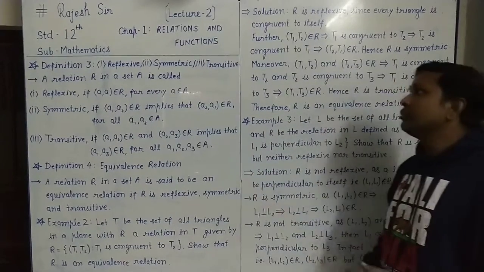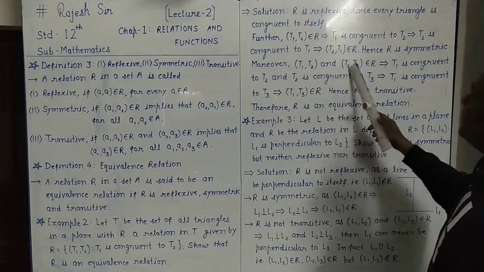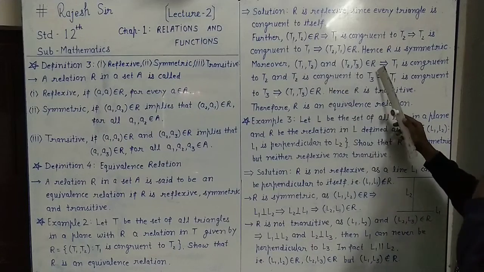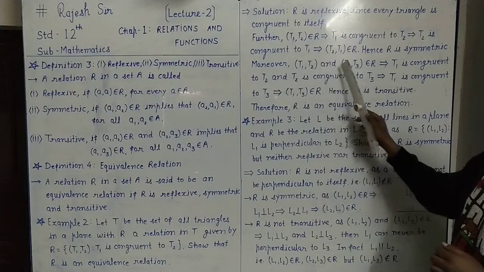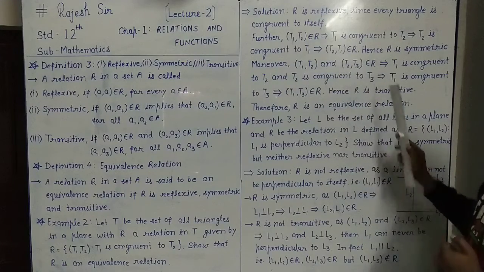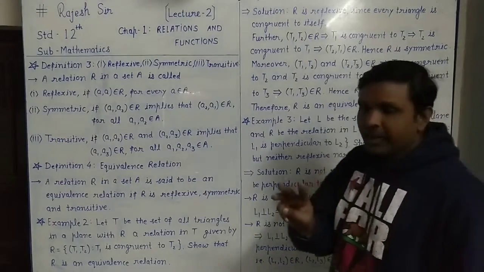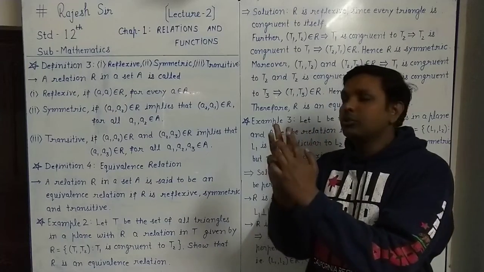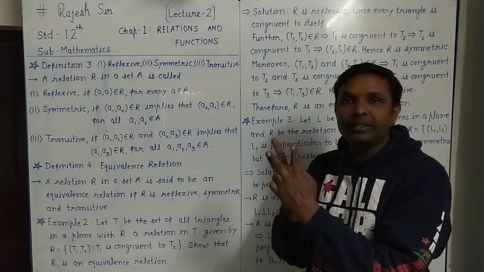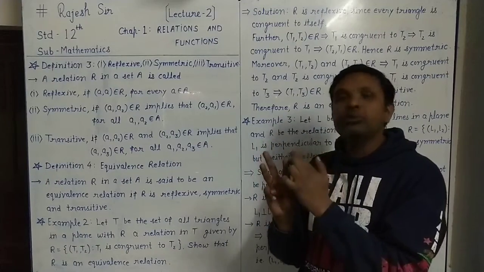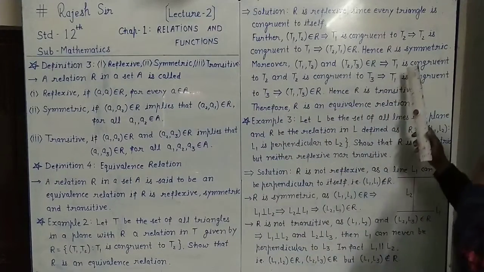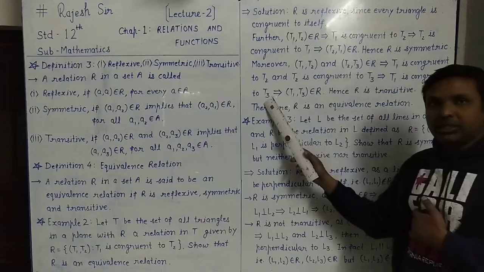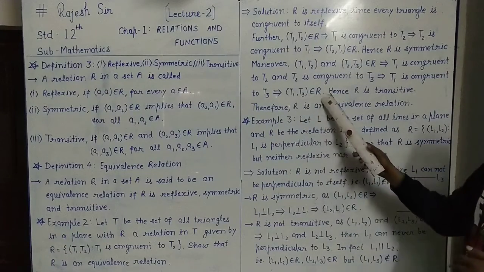Now next, the third is transitive, to show. Moreover, (T1, T2) and (T2, T3) both belong to R. (T1, T2) belongs to R implies T1 is congruent to T2, and (T2, T3) belongs to R shows T2 is congruent to T3. For three triangles T1, T2 and T3, if T1 is congruent to T2 and T2 is congruent to T3, it is obvious that T1 is congruent to T3, and that can be written as (T1, T3) belongs to R.